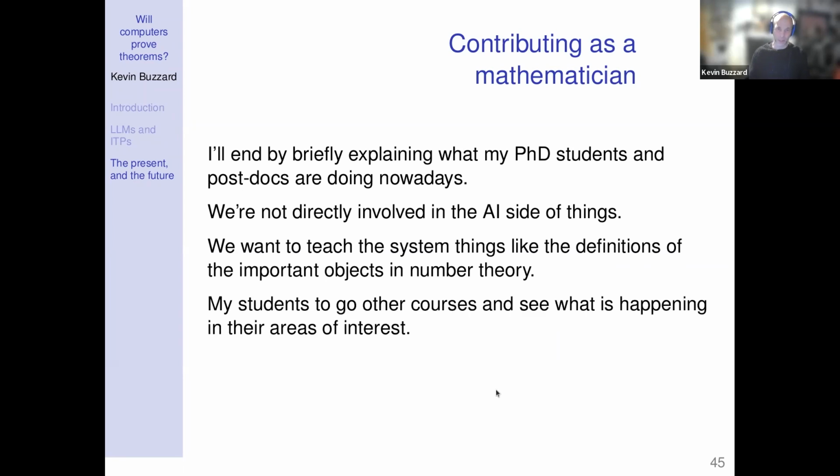So my students go to courses that are running in the mathematics department and learn basic number theory and learn what's going on in number theory. They go to the number theory seminar and things like this. They understand what's happening in their areas of interest, and then they take parts of what's going on and they teach these things to Lean.